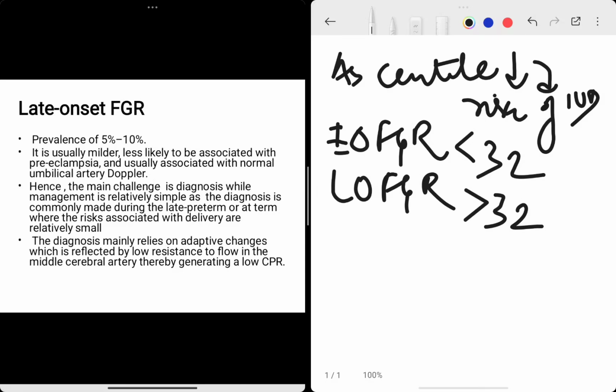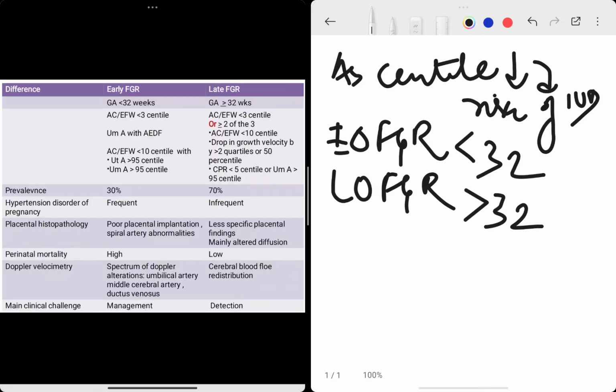The diagnosis mainly relies on the adaptive changes, which are reflected by the low resistance to flow in the middle cerebral artery and thereby generating a low CPR. So these are the differences. First one we have already discussed. The prevalence of early FGR is 30%, while most of the cases are seen in the late FGR.